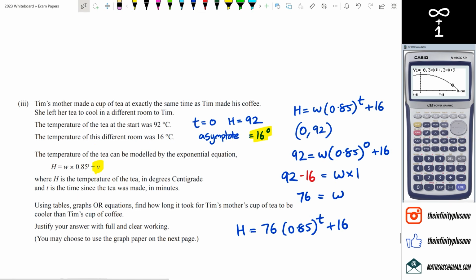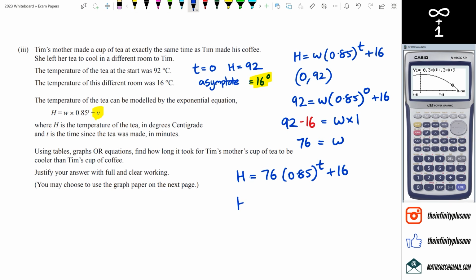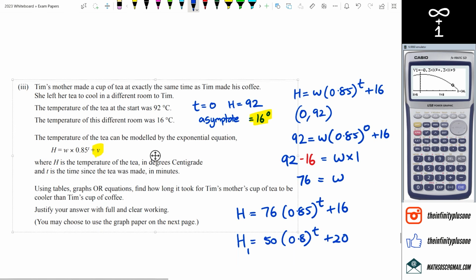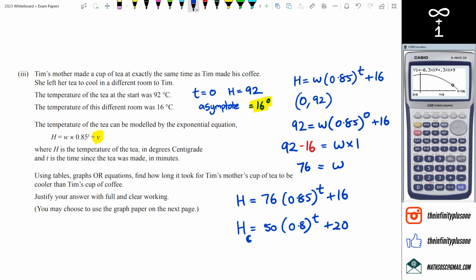50.8 t plus 20. This is the, was it a cup of coffee he had? Yeah, so he had a cup of coffee, so we're going to put a little c. This was the t. Now the first thing I'm going to show you guys is this.